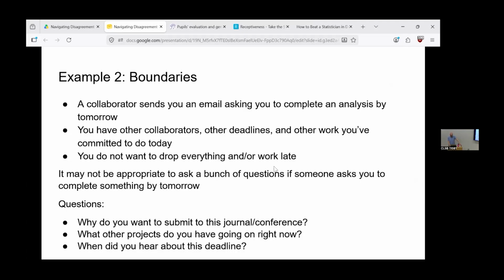When did you hear about this deadline? That is not actually an open-ended question. That's a pretty specific question and could be misinterpreted, especially over email where you don't have tone of voice. So yeah, your mileage may vary.